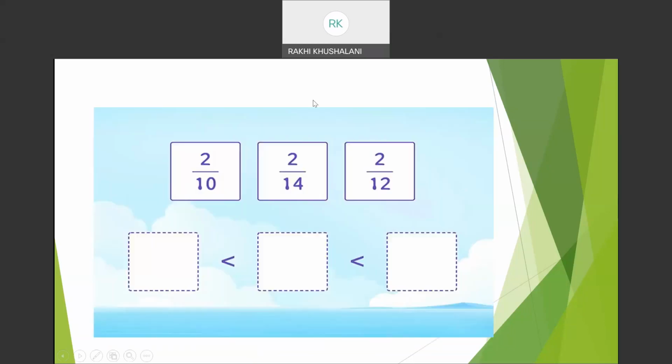So our comparison is going to be completely different when the denominators are different. Now here the numerators are same. I have to do the comparison between the denominators and I have to write it in ascending order. That means the biggest denominator will come first, that is 2 by 14. The one smaller than it will come at second position, that is 2 by 12. And 2 by 10 is supposedly the biggest fraction because it has got the smaller denominator, right? So this is how the sequencing takes place.